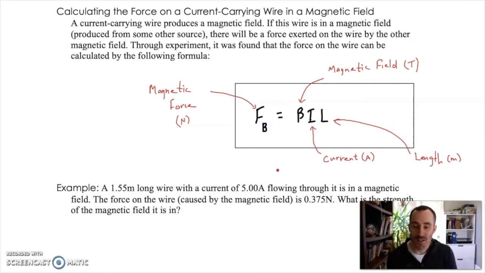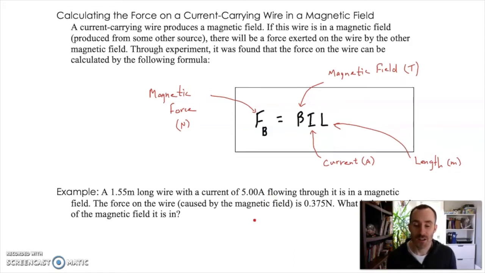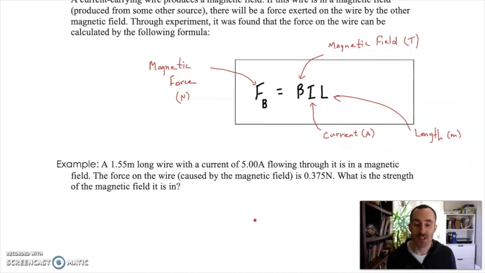Let's do a quick example here. A 1.55 meter long wire with a current of 5 amps flowing through it is in a magnetic field. The force on the wire caused by the magnetic field is 0.375 newtons. What is the strength of the magnetic field it's in? Right away we can see it's asking us for the strength of the magnetic field. Magnetic field strength is B.